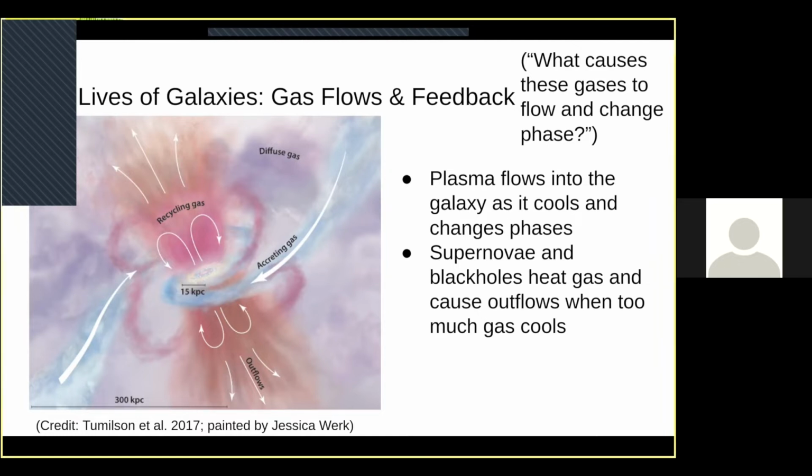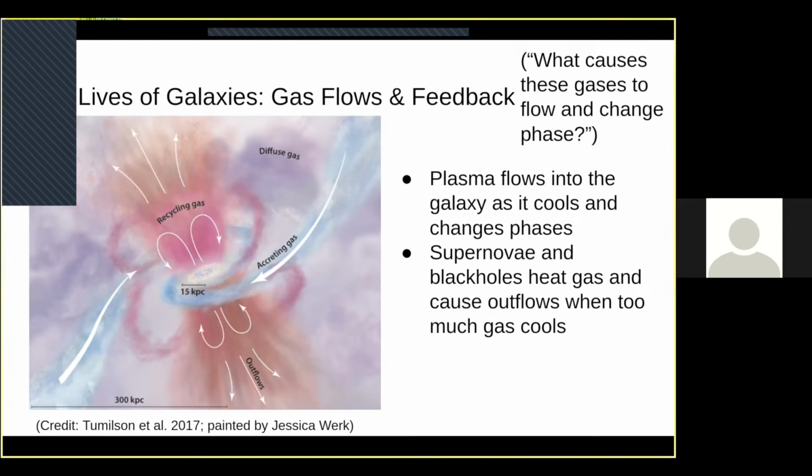So what happens is anytime a lot of gas cools into the galaxy, you form a lot of stars and you push that gas back out. And then once that gas is out, you don't form any more stars, and your bright stars die, you stop exploding supernovae, and now the gas can cool again, it can come back in.